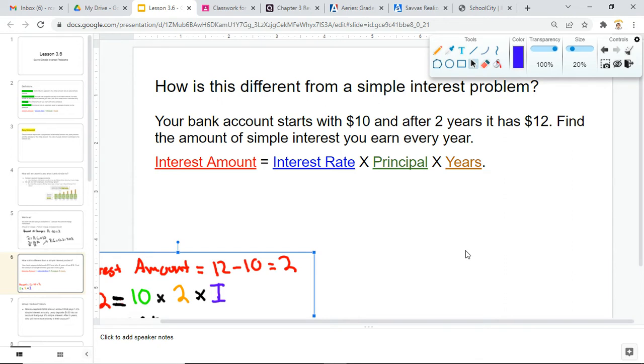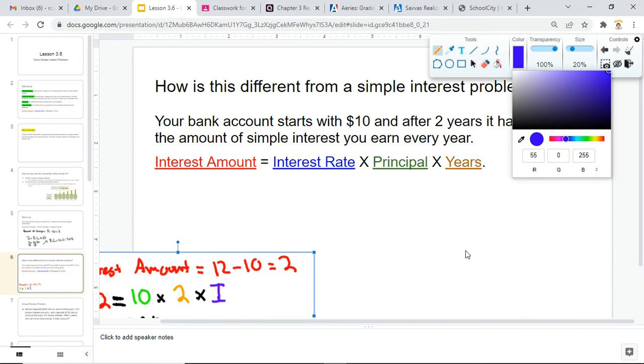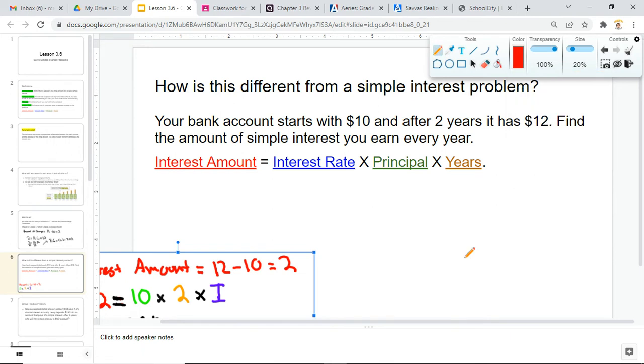Find the amount of simple interest you earn every year. So in this one, our interest amount is equal to the interest rate times the principal times the years. So let's start with our interest amount. Our interest amount is kind of similar to our amount of change, or our markdown percent. What we have to do is find the difference between these two amounts.